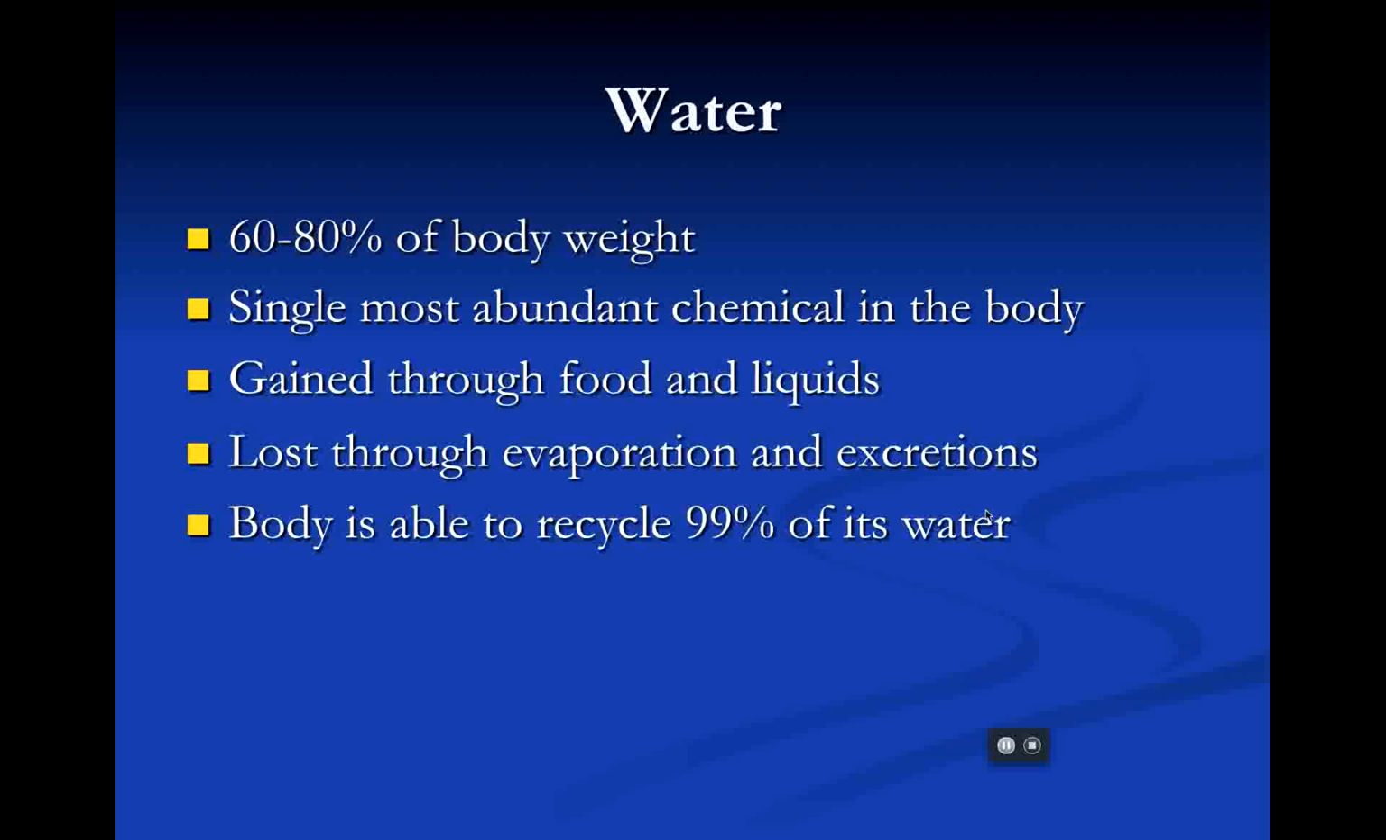Water: 60 to 80% of your entire body weight is water. You are mostly water, and that's going to become important as we begin to talk about your physiology on a cellular level. Water is the single most abundant chemical in the body. Nothing appears in your body more than water. You gain it through both food and liquid. Even if you don't go to the bathroom all day long, you still lose water.